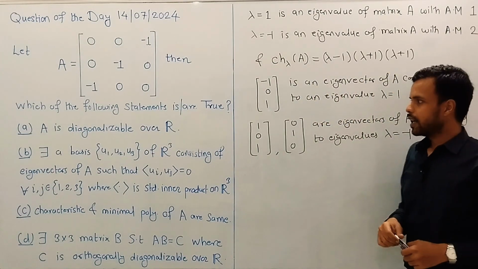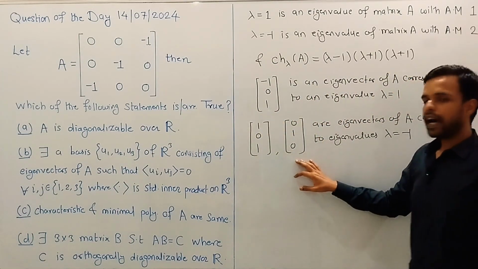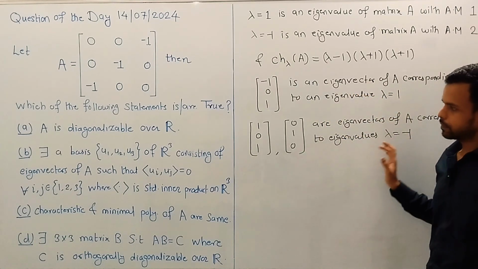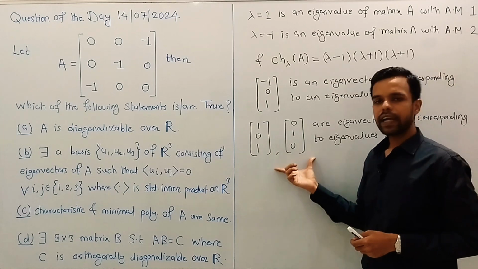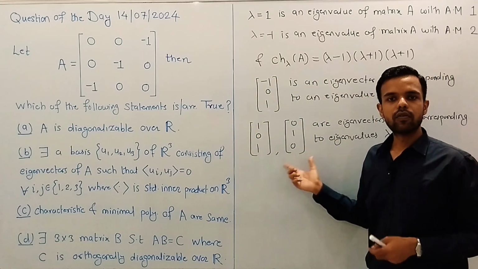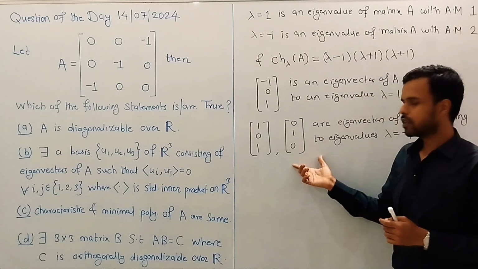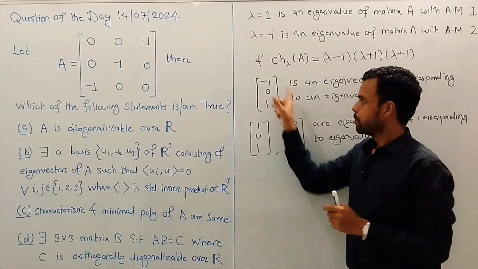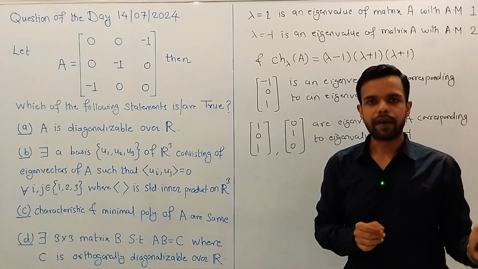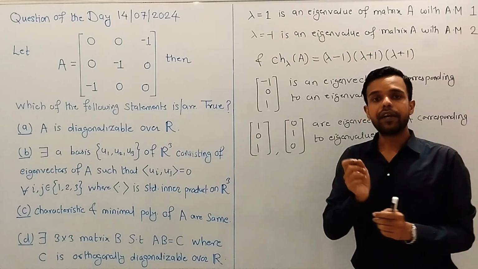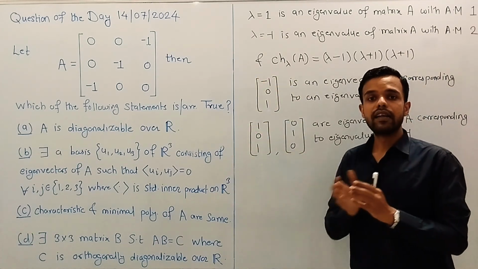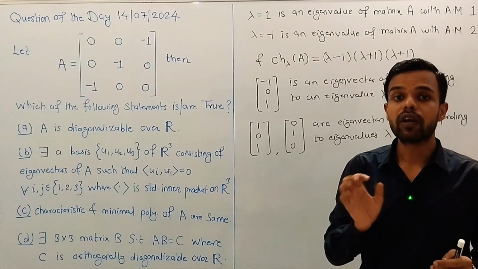Up to now, we have seen that these three are eigenvectors of a matrix A corresponding to their respective eigenvalues. What can you see from these three eigenvectors? Clearly, they are linearly independent eigenvectors over R. To see that, simply consider the matrix with these three eigenvectors as its column vectors and compute the determinant of that matrix. You will see that that determinant is non-zero.